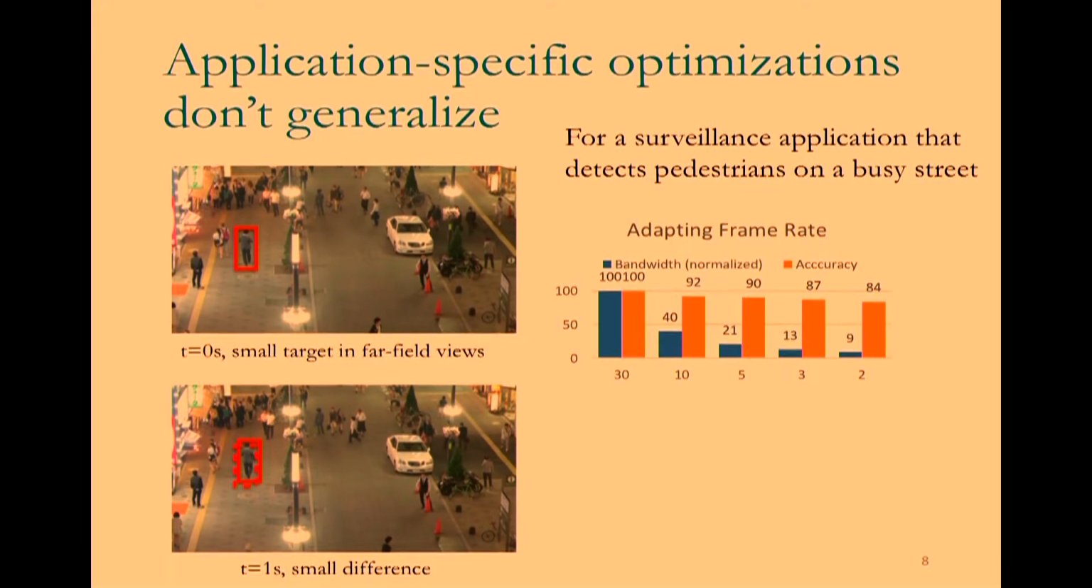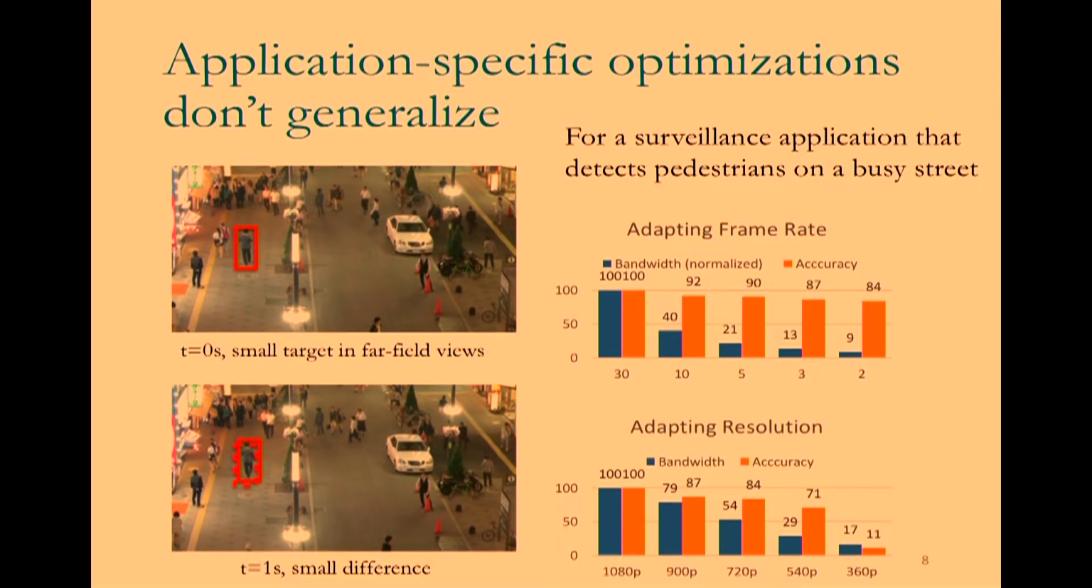So the authors measured the effect of doing so. Instead of sending at 30 frames per second, even if we send at 2 frames per second, one can see that the accuracy remains still very good, but the bandwidth usage decreases significantly.